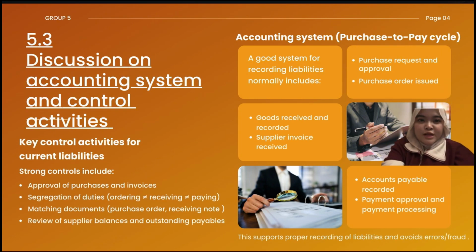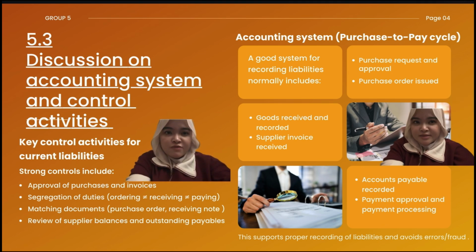Now I will explain about the accounting system and control activity, especially for current liabilities. A good accounting system in the purchase to pay cycle starts with a purchase request and approval. After that, the company issues a purchase order. When goods are received, they are recorded and the supplier invoice is also received. The accounts payable is recorded, followed by payment approval and payment processing. To ensure everything is accurate, strong control activities are needed.